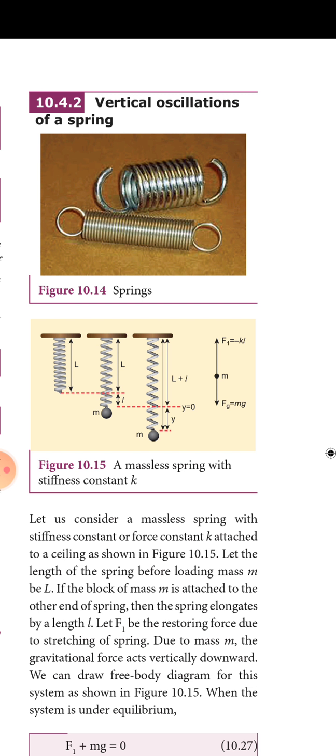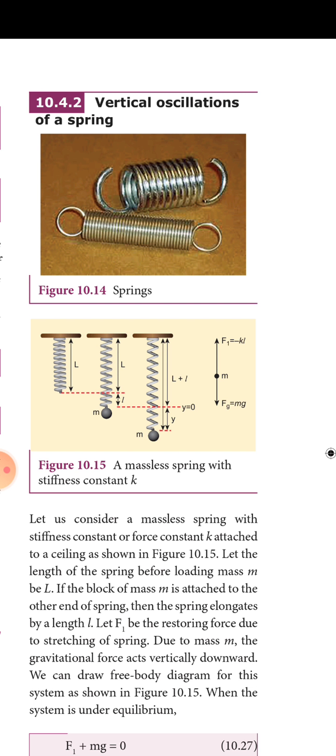If a block of mass M is attached to the other end of the spring, then the spring elongates by a length small l. Let F1 be the restoring force due to stretching of the spring. Due to mass M, the gravitational force acts vertically downward. We know that, so we can draw the free body diagram for this system.